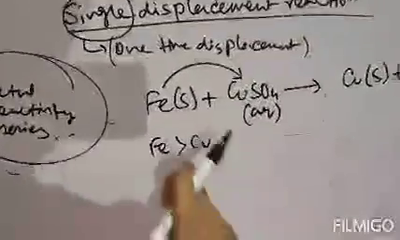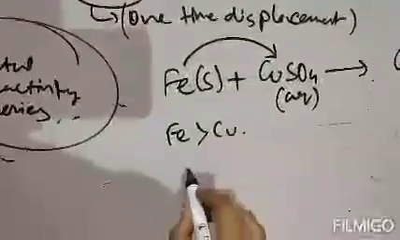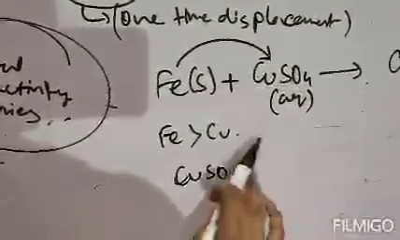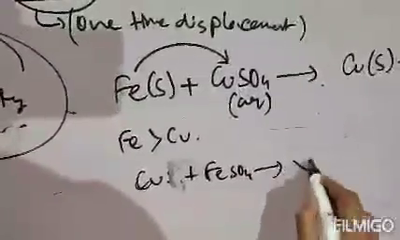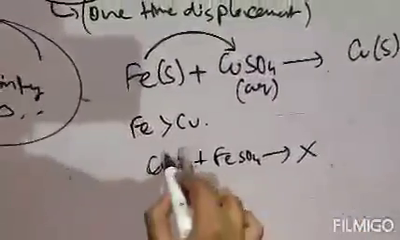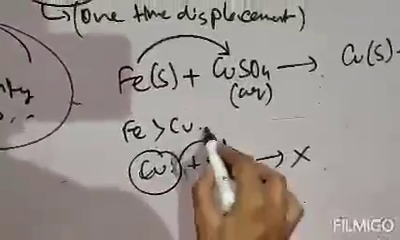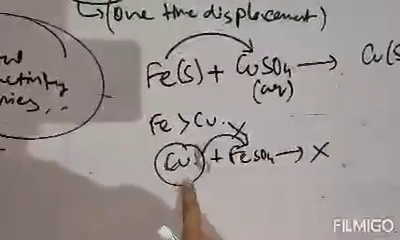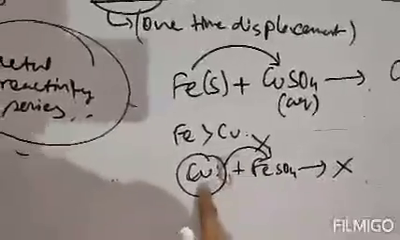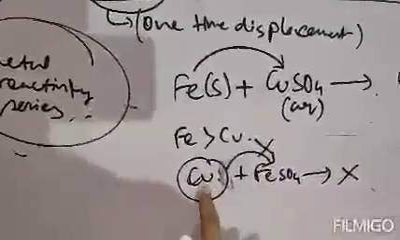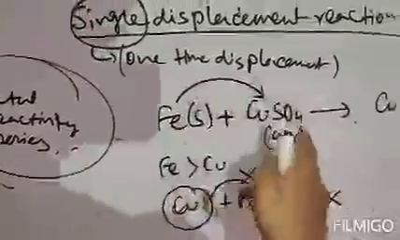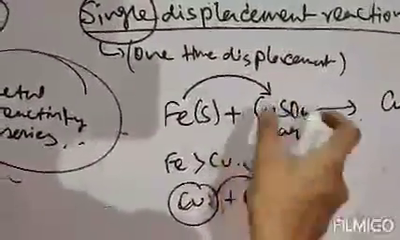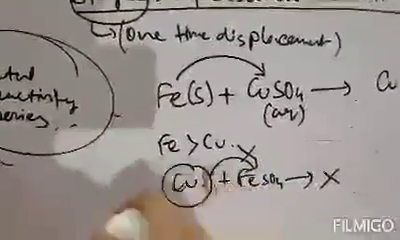Clear? If the reaction is like that, Cu plus FeSO4 giving CuSO4 plus Fe, then the reaction cannot occur, because copper cannot displace Fe from ferrous sulfate. This reaction is not possible, because copper is less reactive than iron. That's why copper cannot displace Fe. Clear? Fe is more reactive. That's why Fe displaces copper from copper sulfate solution, and this reaction is possible. The other reaction is not possible because copper cannot displace Fe, because copper is less reactive.